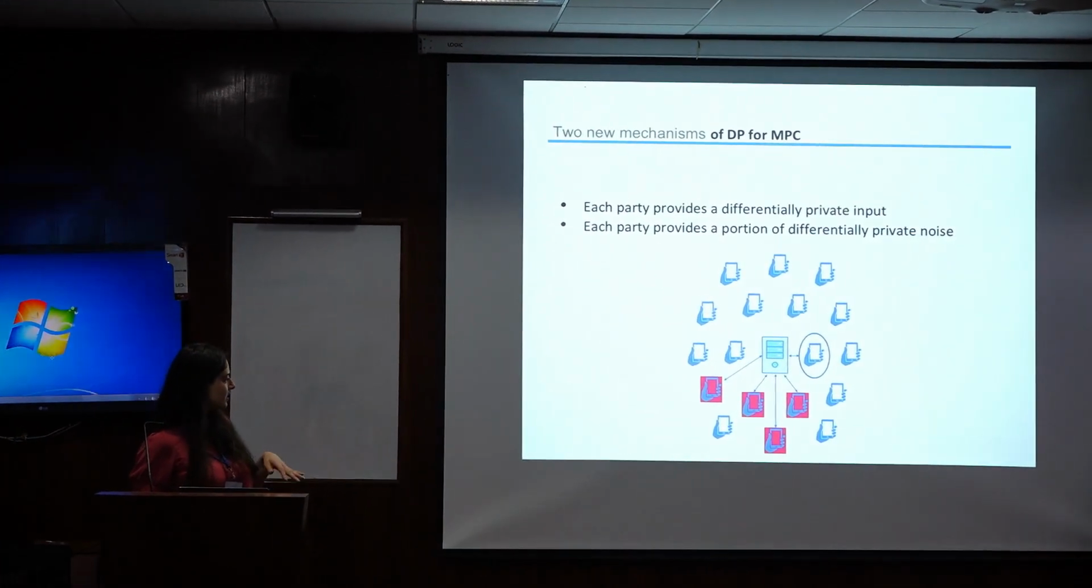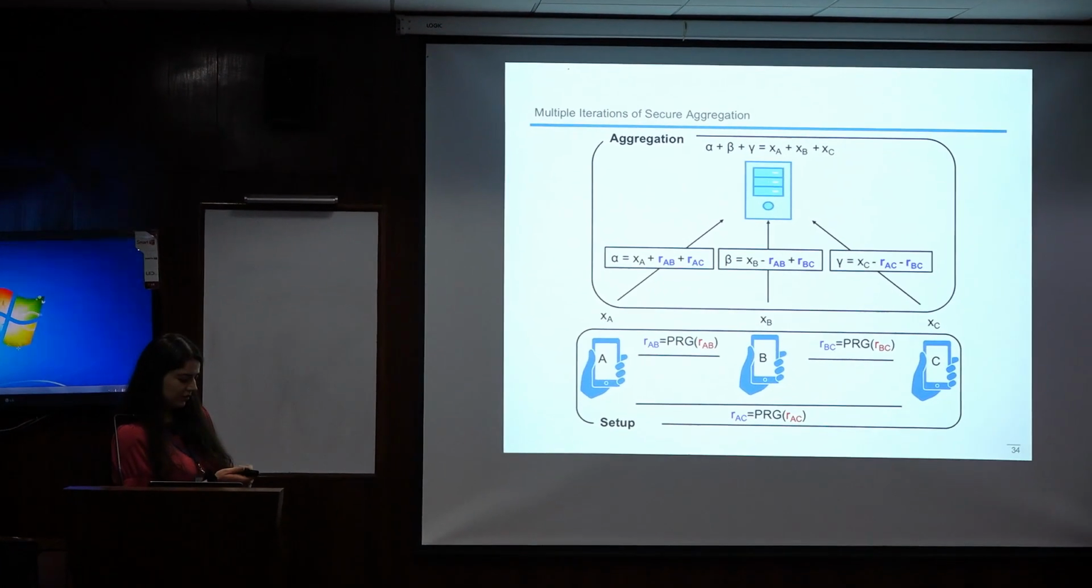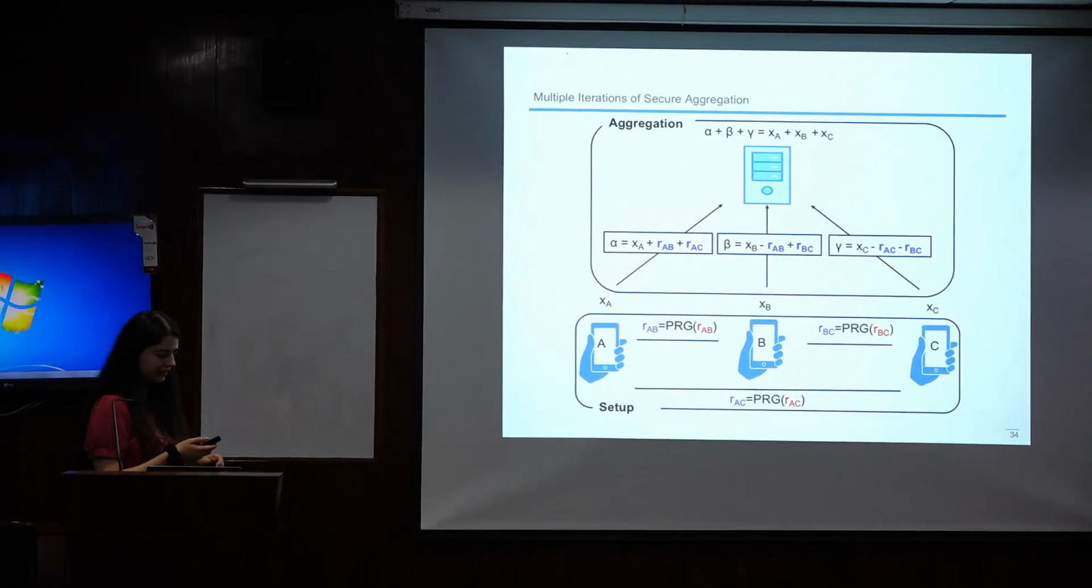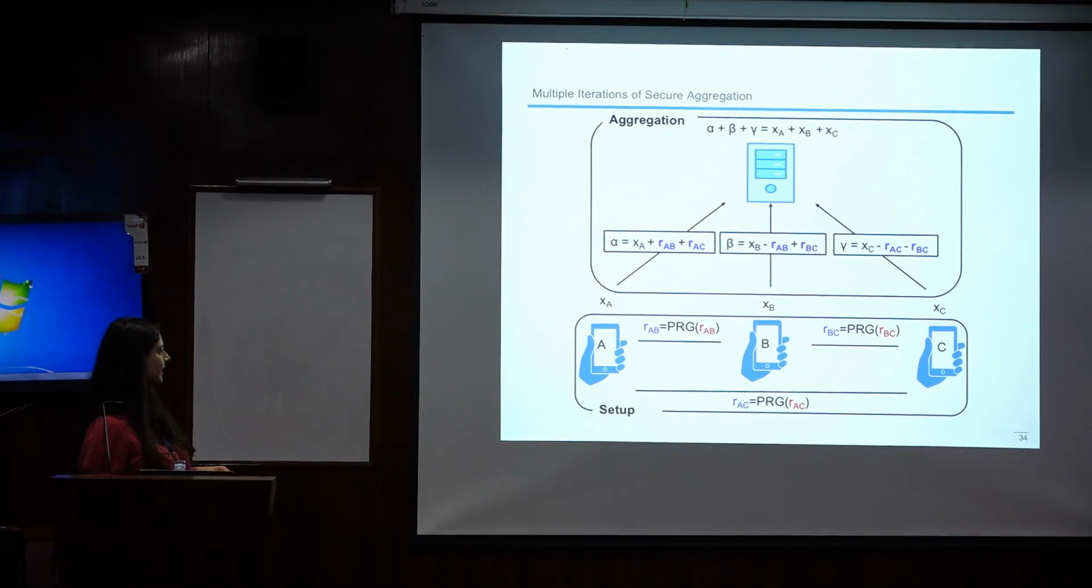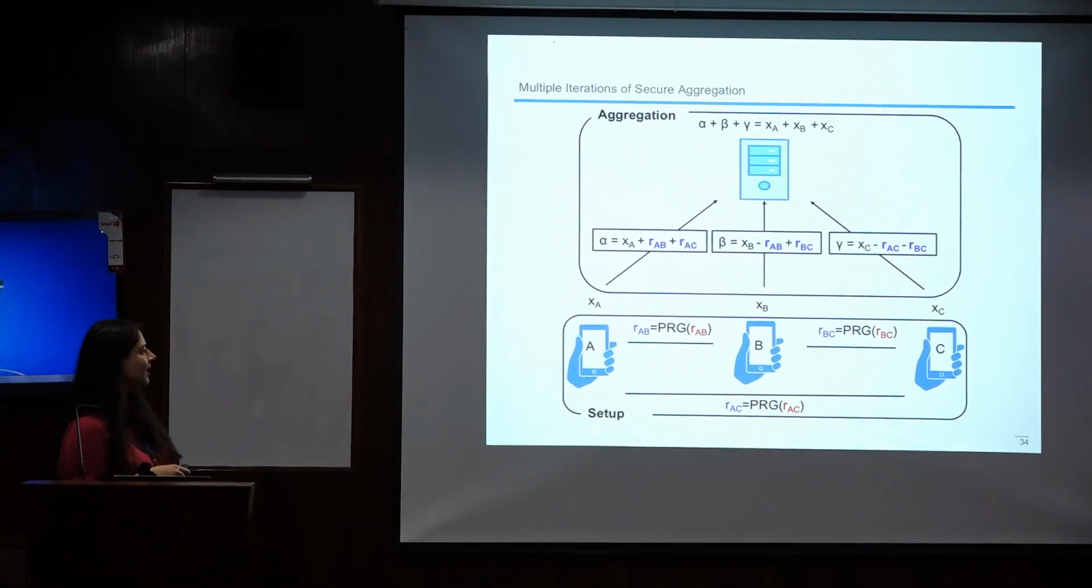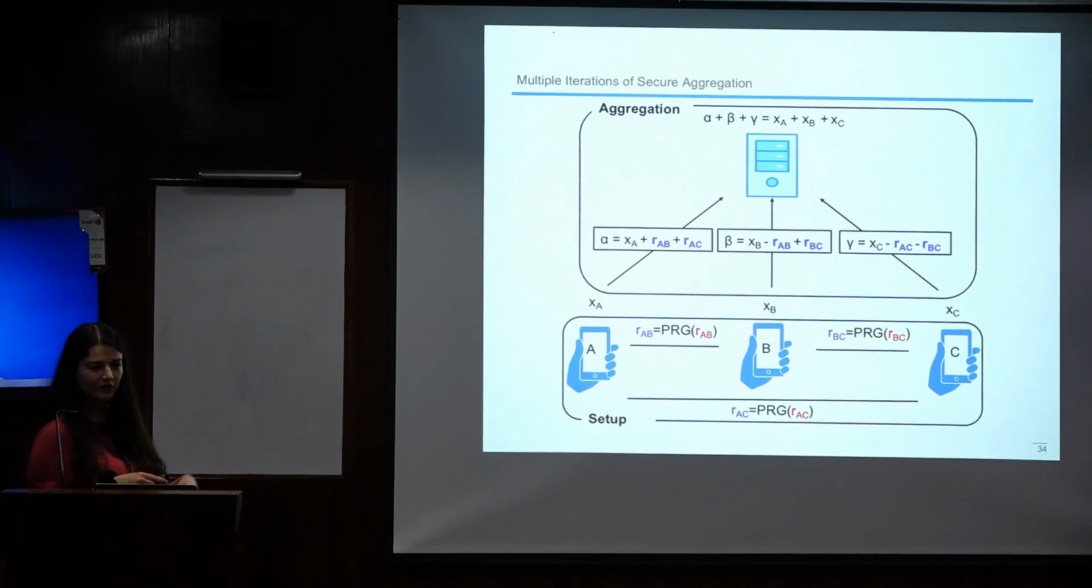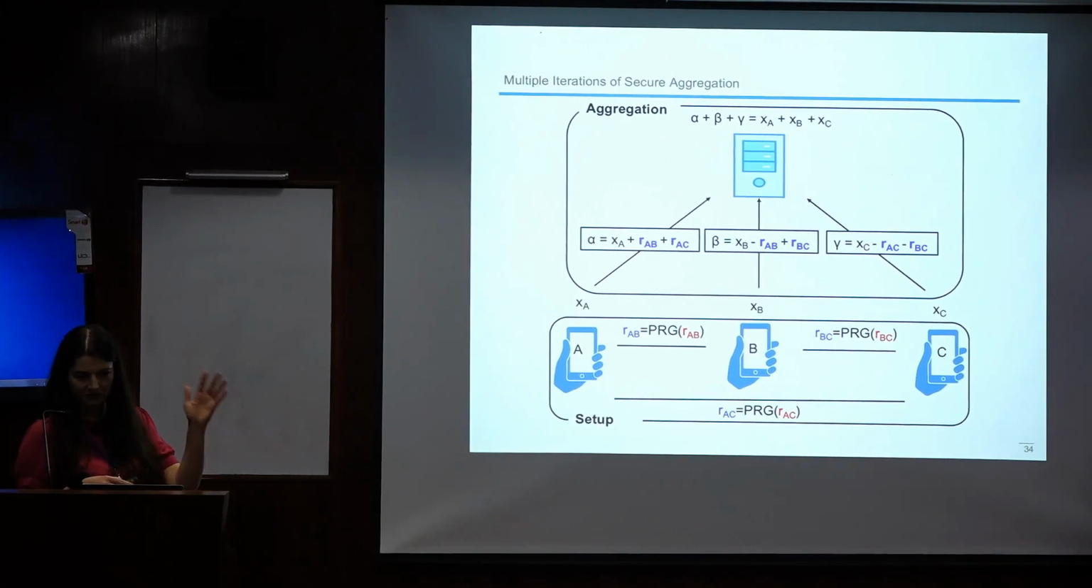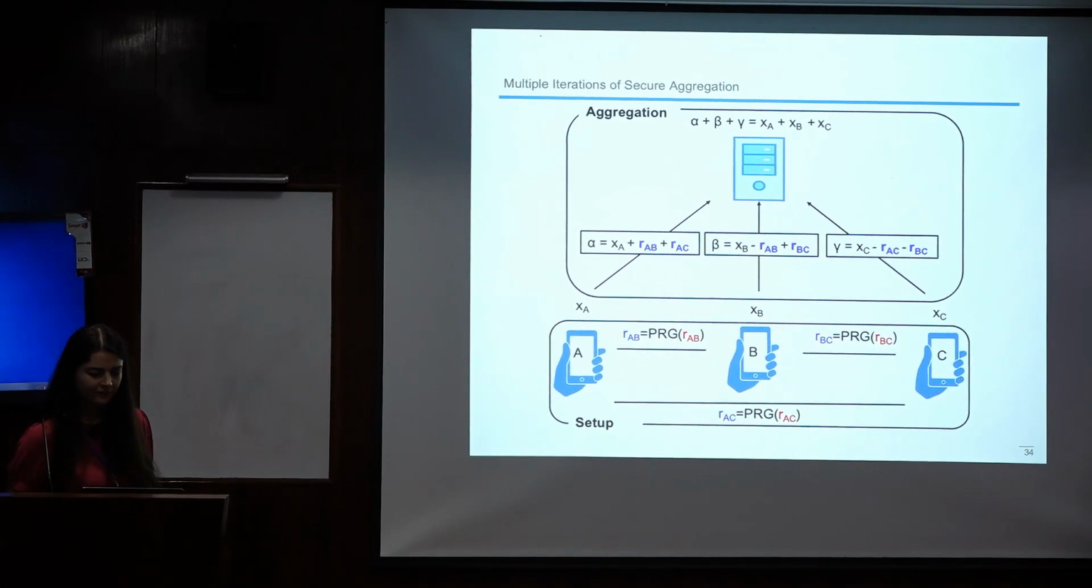Just to note here, in this protocol, they can also add noise. When they send these encryptions, they can add some noise at the end so that the final answer is differentially private. So they can also do that.